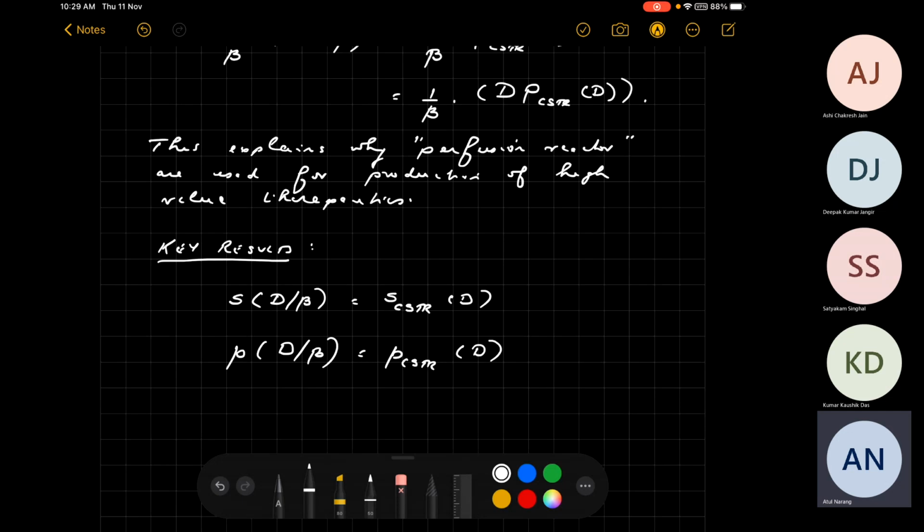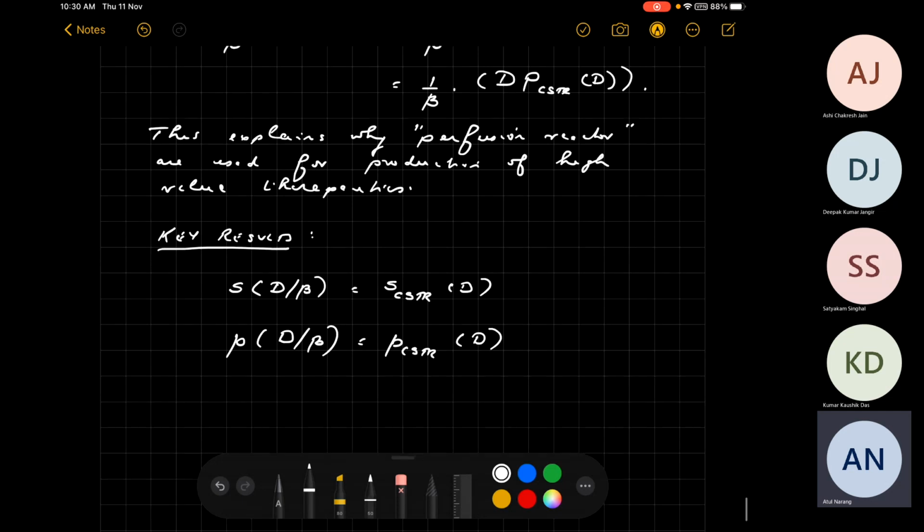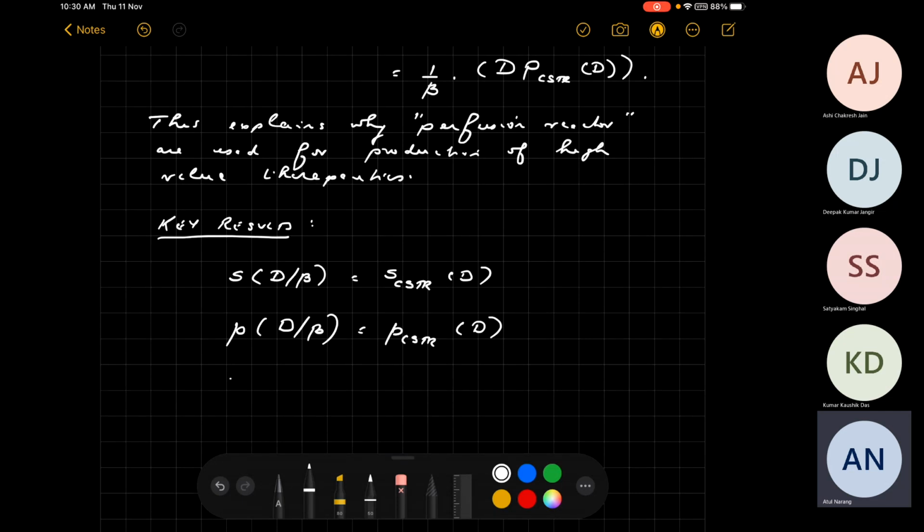So, as far as these two things are concerned, whatever a CSTR does at D, the recycle reactor does at D over beta. It's only the biomass concentration that deviates, because X at D over beta is not equal to X CSTR times D. It is actually equal to 1 over beta times X CSTR times D. So this should make it easy for you to remember. So you got the idea?